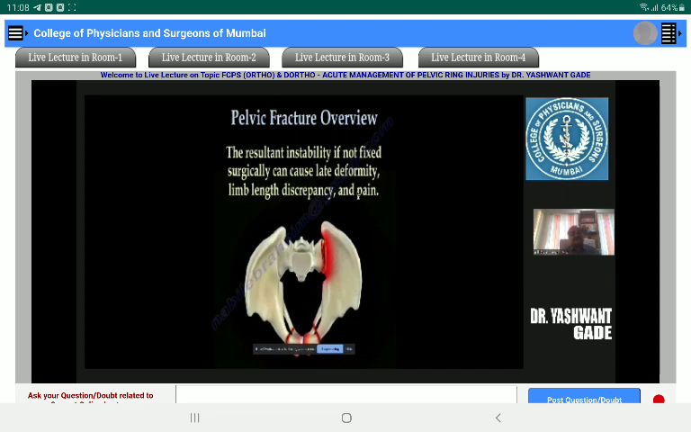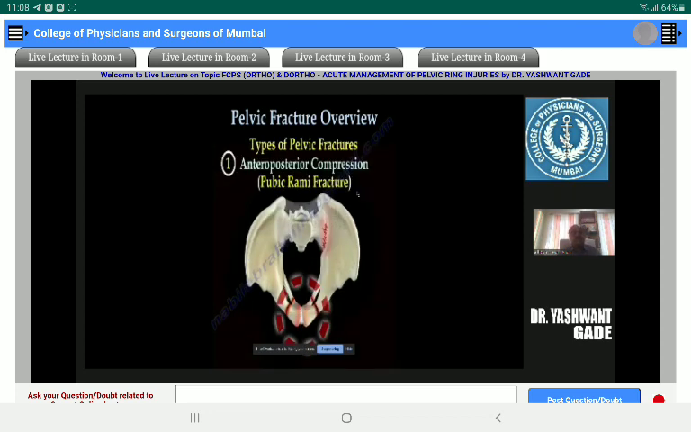The resultant instability, if not fixed surgically, can cause late deformity, limb length discrepancy, and pain. Now, what are the types of pelvic fracture? This classification of the types of pelvic fracture is very important. You can get a long question on pelvic rim injuries or pelvic fractures, and one must know the types, management, and the outcome of the pelvic fracture.